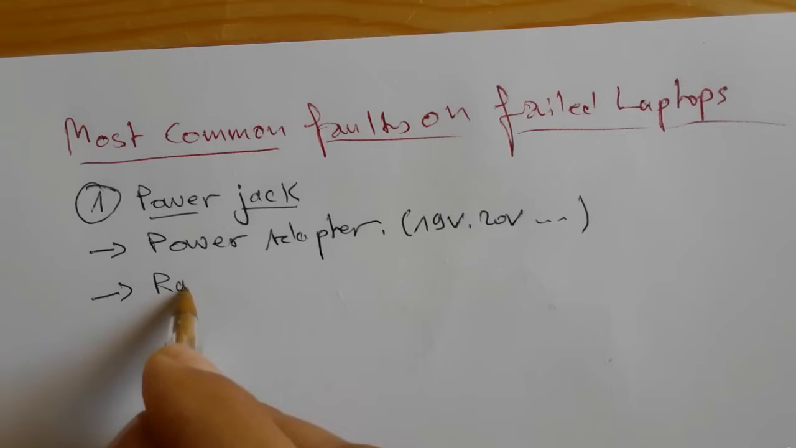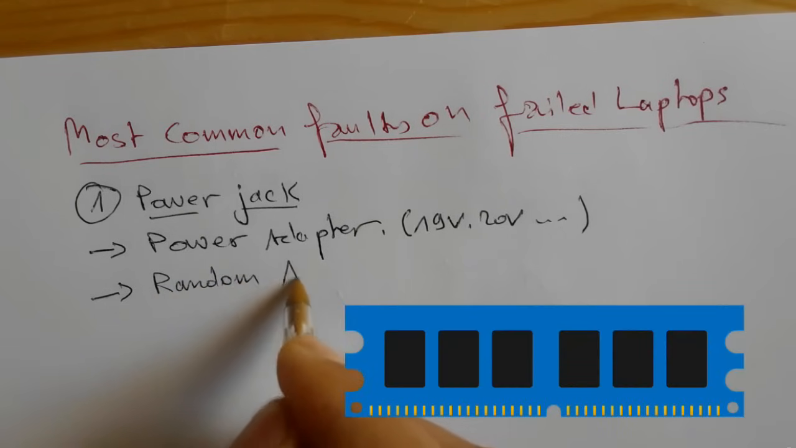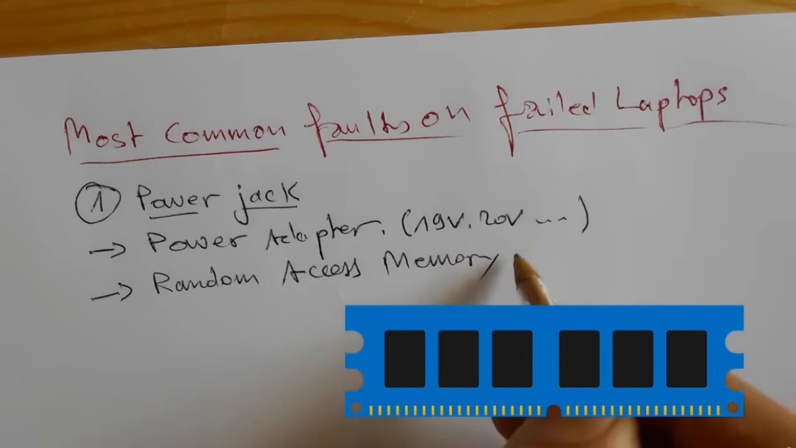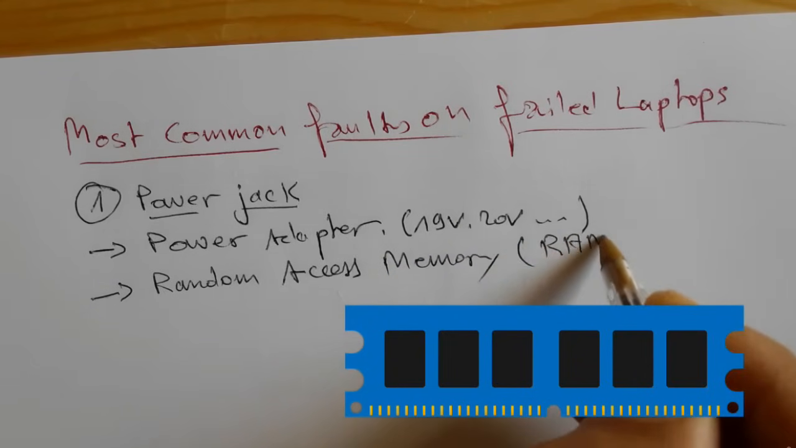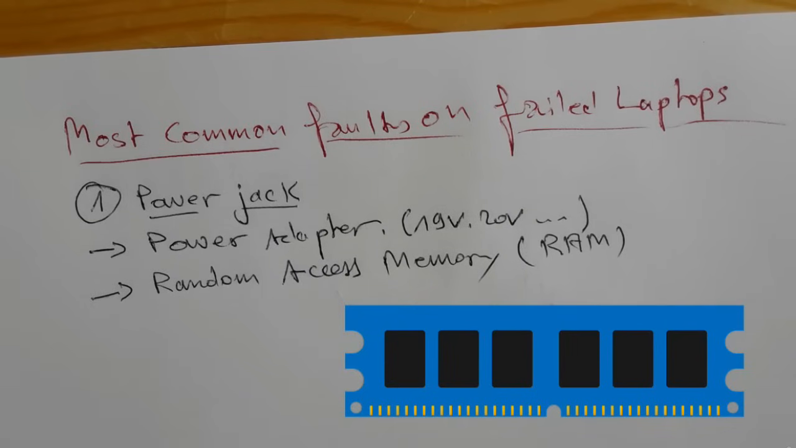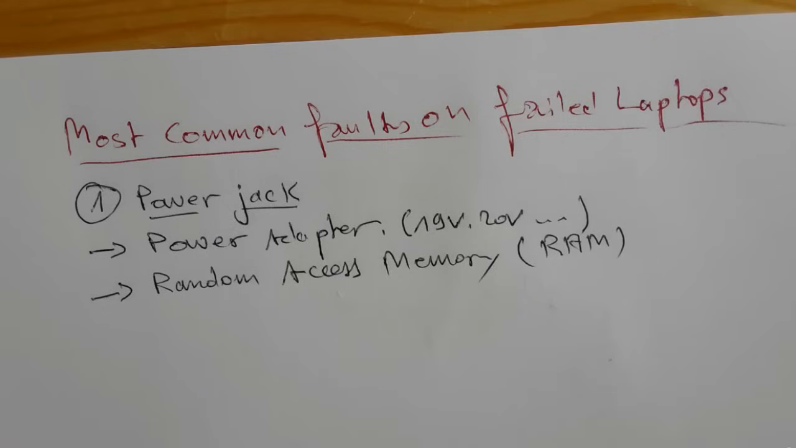So the third common fault is the random access memory, or the RAM failure. Okay, sometimes you can get a laptop that has a problem of no data on the screen. So in this state, you should check the random access memory. If you have a bad RAM or a RAM that is not installed in the motherboard, you can get this error.